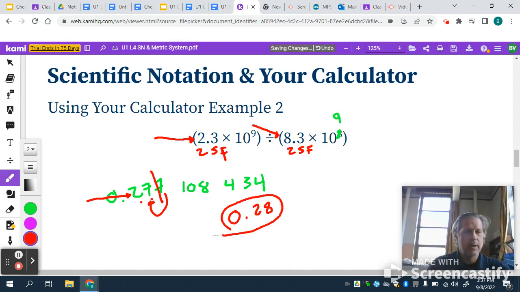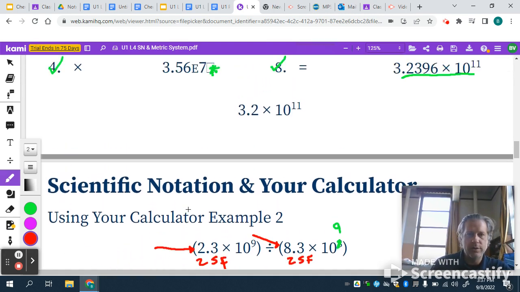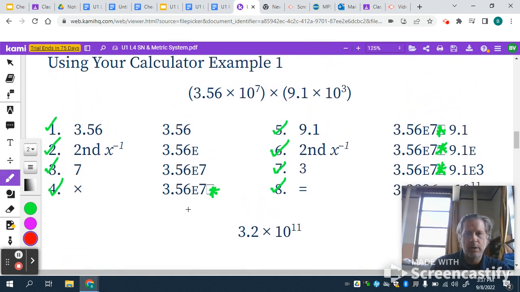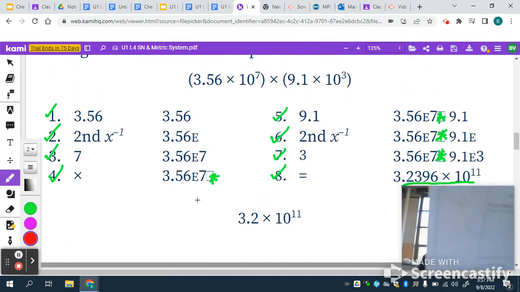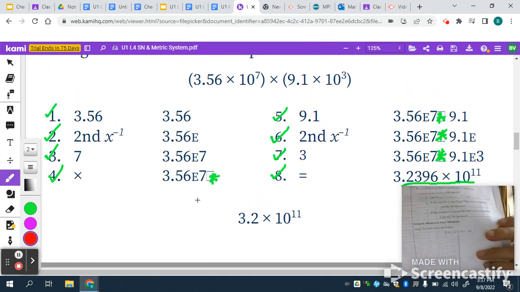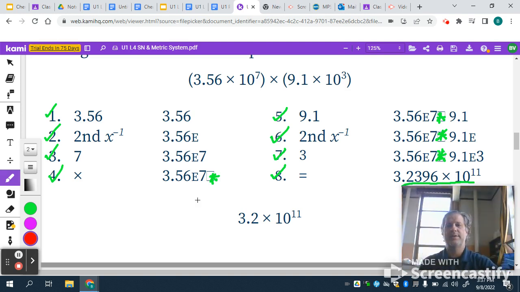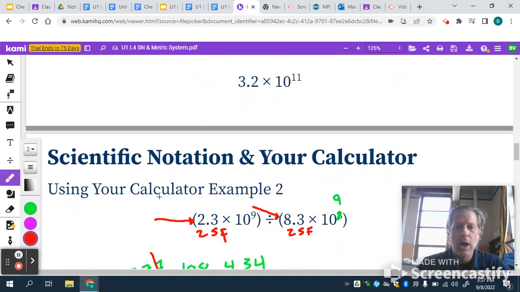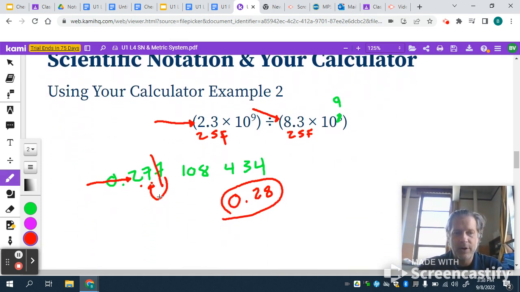Okay. One last thing I'd like to say before I pause this video and go on is that in your notes, you have a 2-column section that looks something like this right here. Ideally, you would be copying these steps down so that you have them to remind yourself how to put numbers into scientific notation on your calculator. With that in mind, this is where I'm going to stop the video for now.